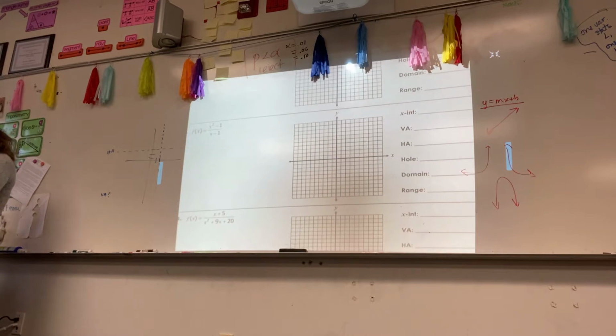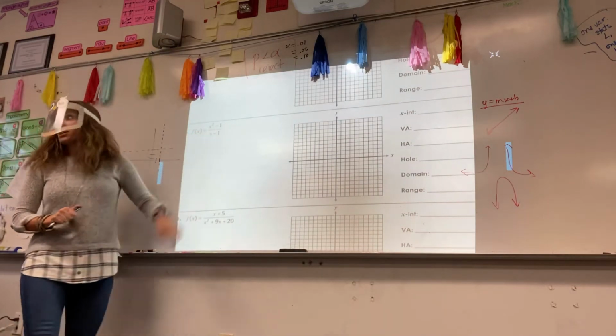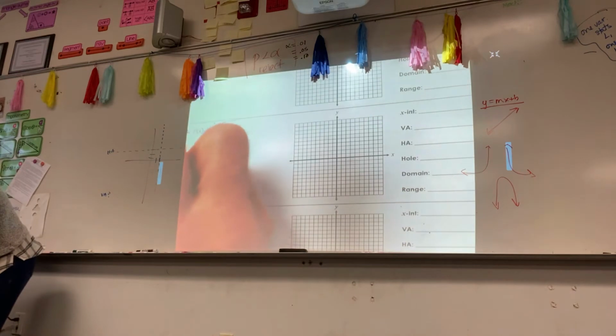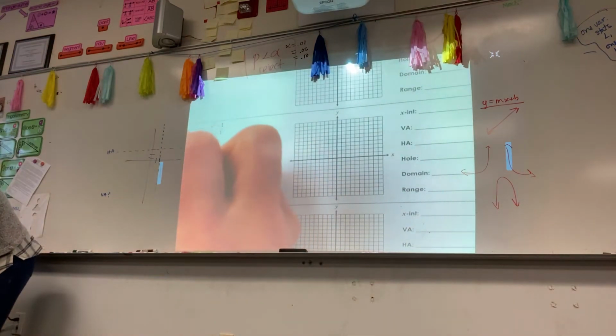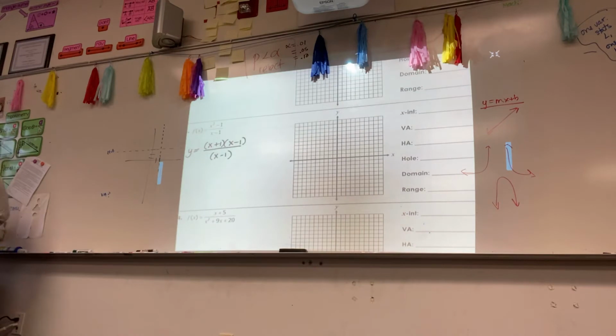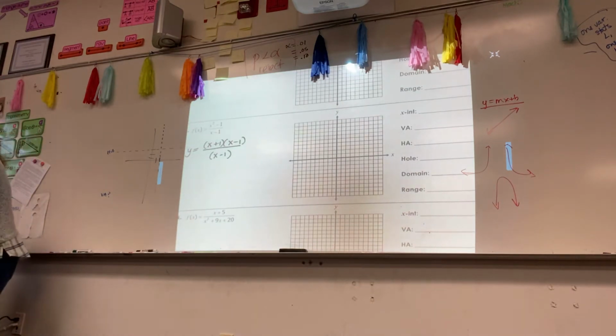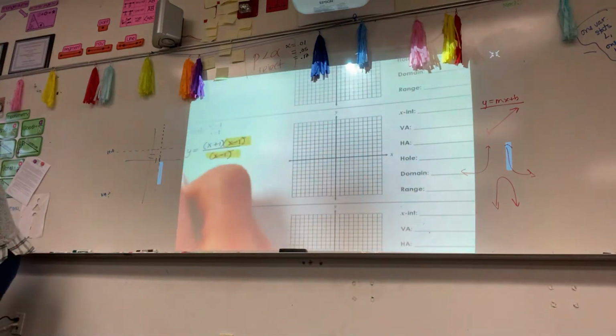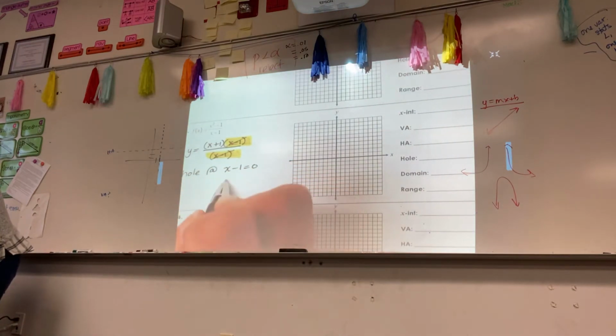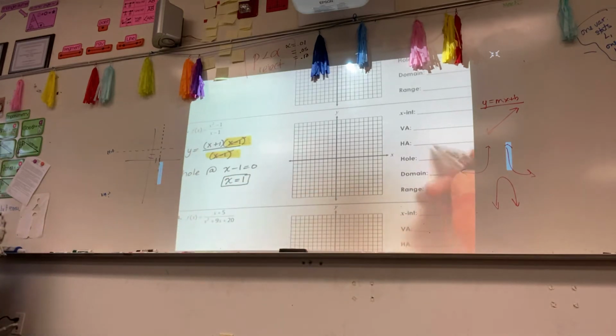X plus 1, x minus 1. There you go. That is the difference of two squares. So I'm going to rewrite this as y equals, and in the top, that is x plus 1, x minus 1. In the denominator, x minus 1. All right, does something cancel? Absolutely. So this factor and this factor are going to cancel out, which means I have a hole at x equals 1.